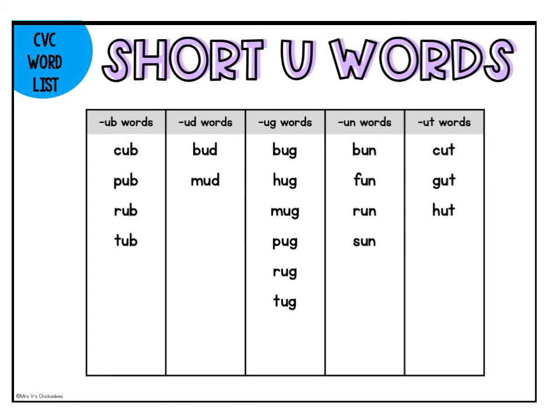Great. Now we have ug words. We have bug, hug, mug, pug, rug, and tug. Your turn. Great. Now let's have un. We have bun, fun, run, and sun. Your turn. Now let's have the last word list. We have ut. We have cut, got, and hot. Your turn.